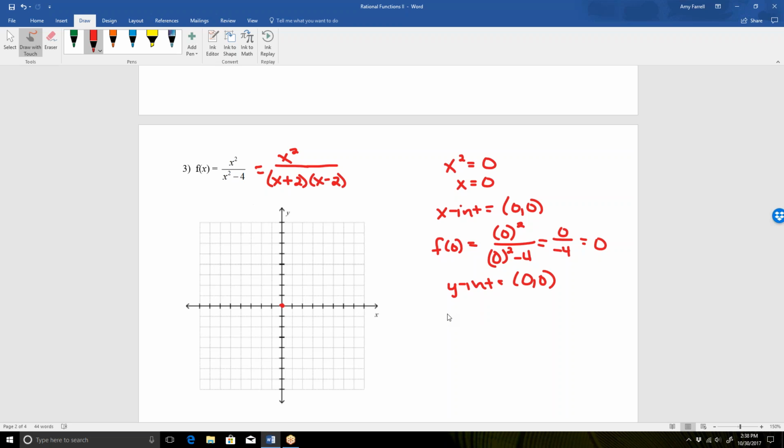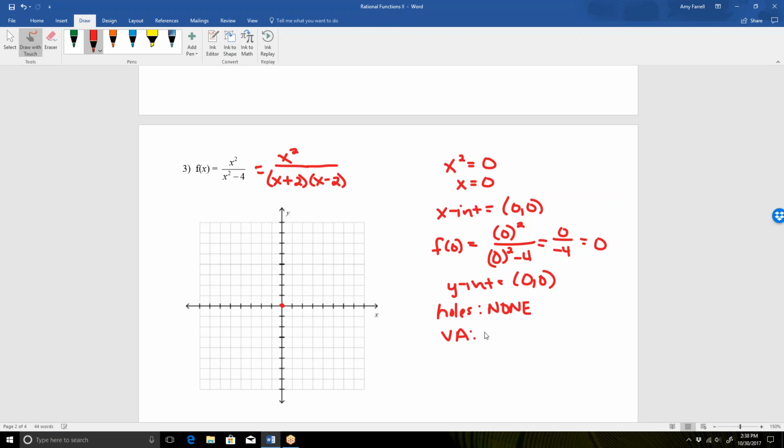Okay, to find holes, we don't have any again. We are going to see a hole in the last one. So holes would be none. We don't have any holes because we don't have any common factors in the numerator and denominator.